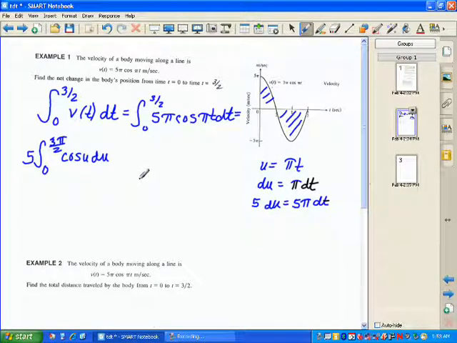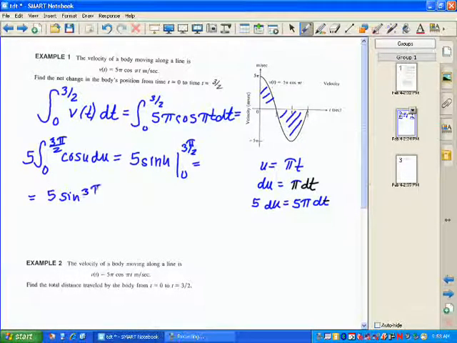Good. Let's integrate. Integral of cos is just plain old sine, right? The 5's just going to come along. 5 sine u from 0 to 3 pi over 2. Here we go, fundamental theorem of calculus. Oh, sorry, 3 pi over 2, thank you. Okay. 5 sine 3 pi over 2 minus 5 sine 0.